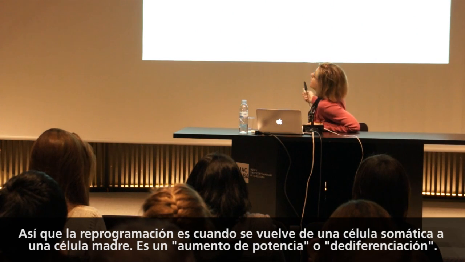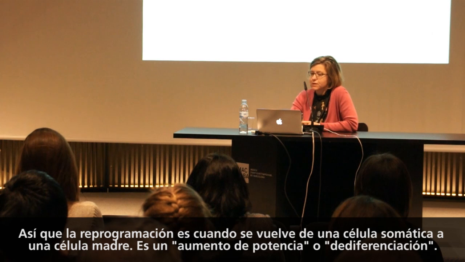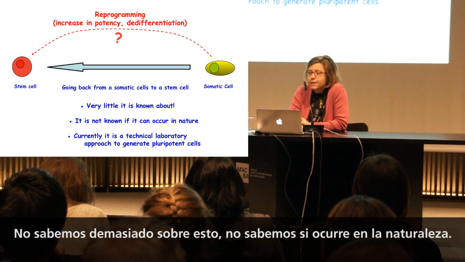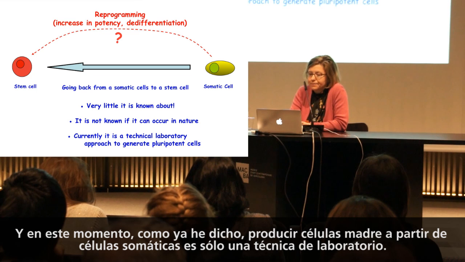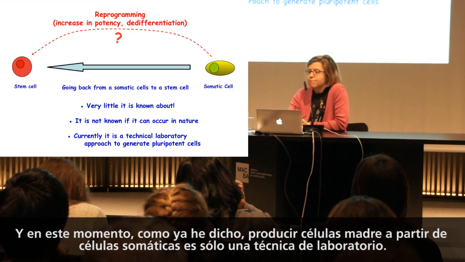So reprogramming is when you go back from a somatic cell to a stem cell. It's an increase in potency, or a reversal of differentiation. And therefore, we know very little about it. We don't know if it occurs in nature, and at the moment, as I said, it is a laboratory technique to produce stem cells from somatic cells.